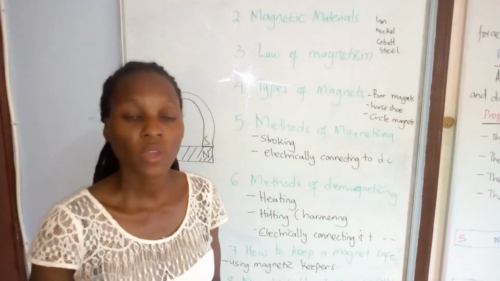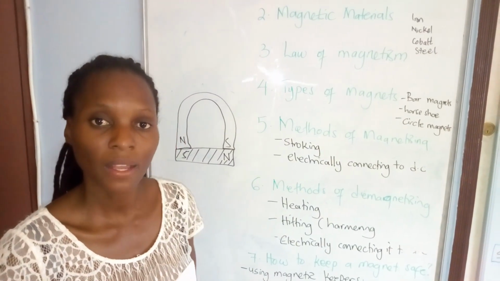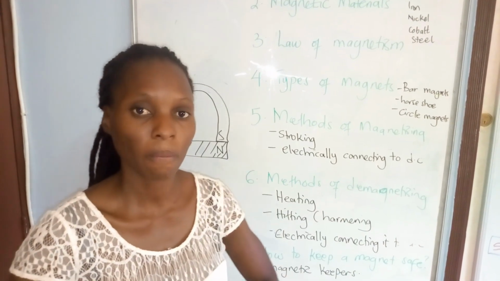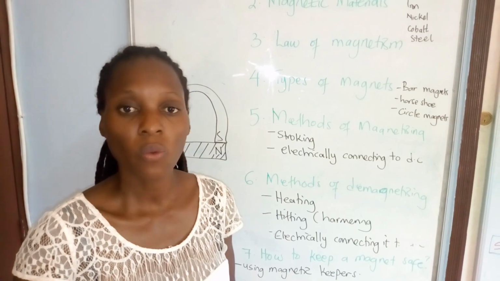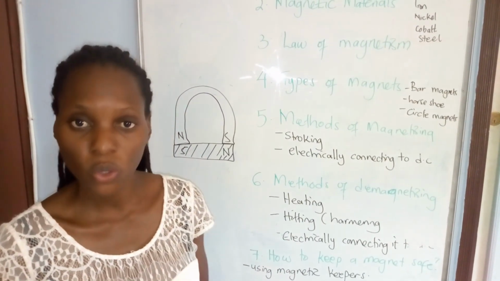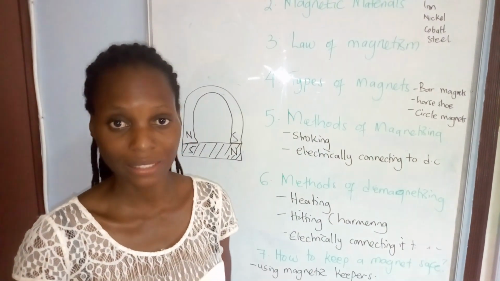We are just going to have a quick review on what we looked at under magnetism last week. Then later on, go on to what we are supposed to look at today. Under the review, we looked at what a magnet is. We looked at the different types of magnets. We looked at the laws of magnets. We looked at how to magnetize and how to demagnetize.